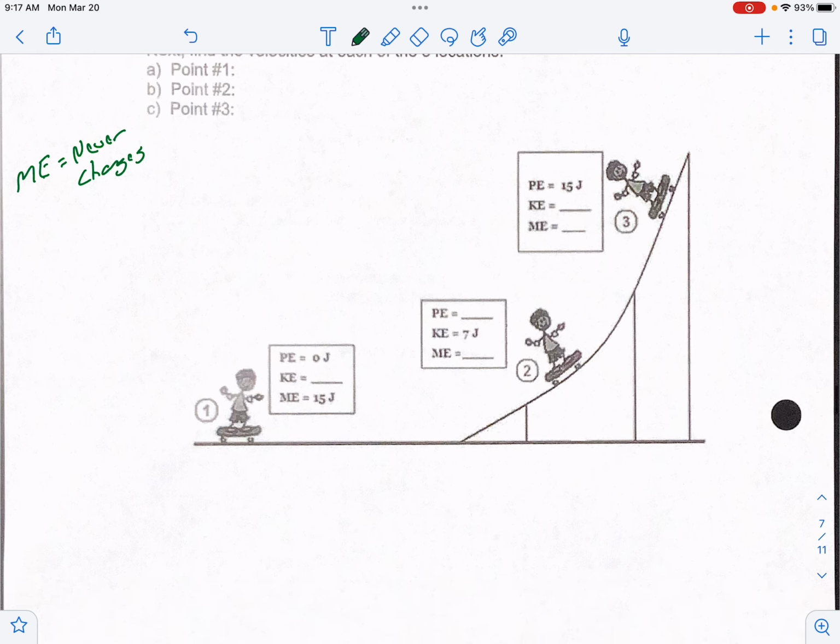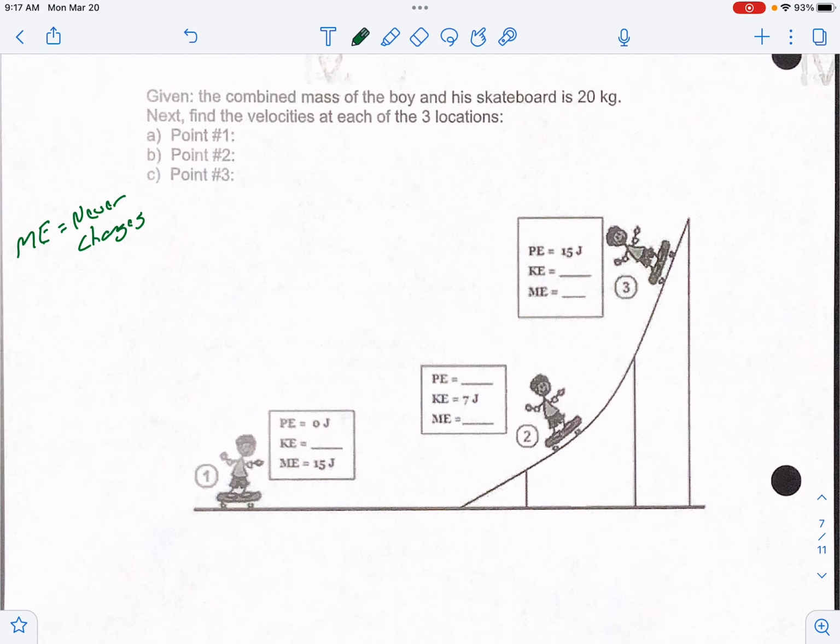Okay, so I've got a bunch of missing points, and then I want to find the velocities of each of these 3 locations. If I know my mechanical energy is 15, I'm going to go ahead and put 15 joules in all these boxes. Then I can actually start figuring out what my missing piece is.